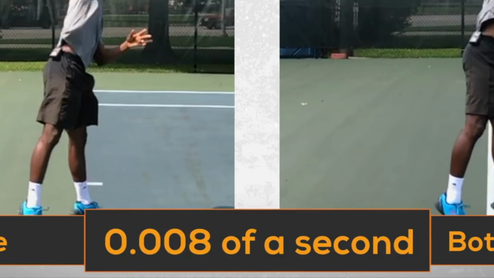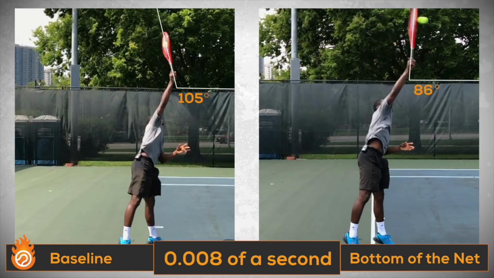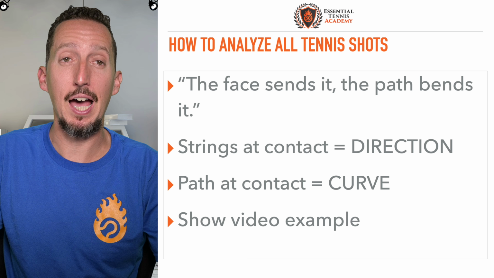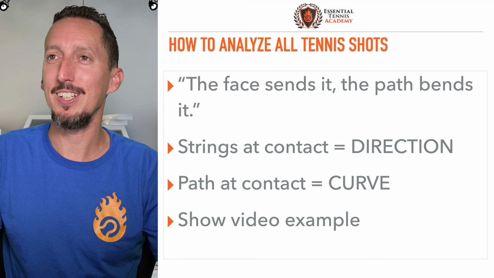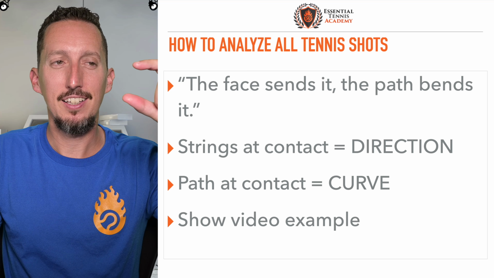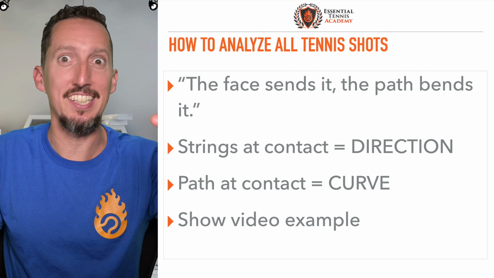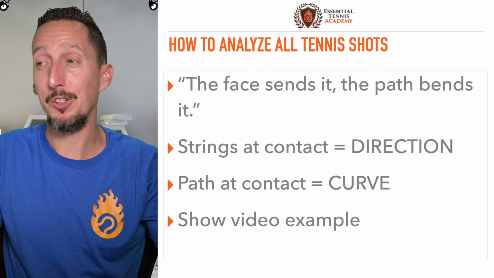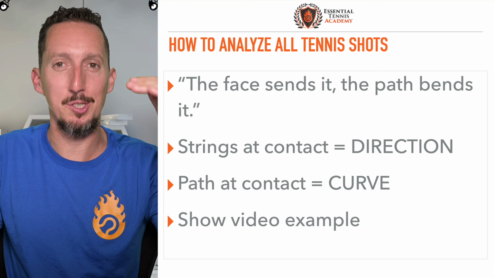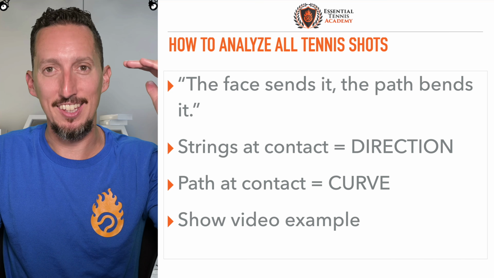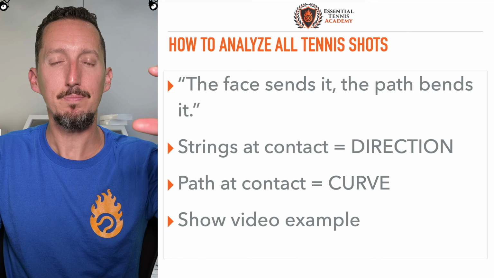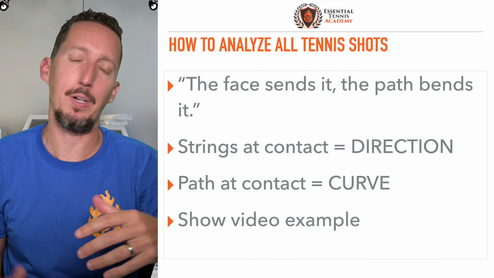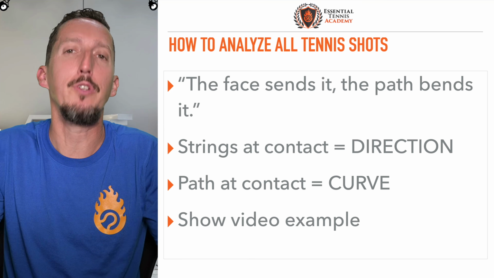8/1000ths of a second is the difference between hitting the baseline on the other side of the court and the bottom of the net. So what are we talking about when we're talking about hitting the net tape? Well, first of all, congratulations, like that's unbelievably precise to be able to hit the same couple inches again and again and again. You know, obviously you're not hitting the tape like 5 or 6 times in a row, but it feels like that, right?